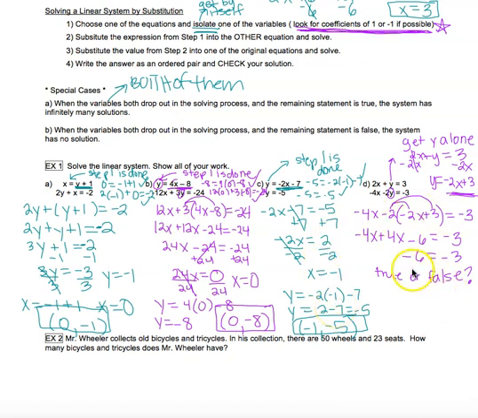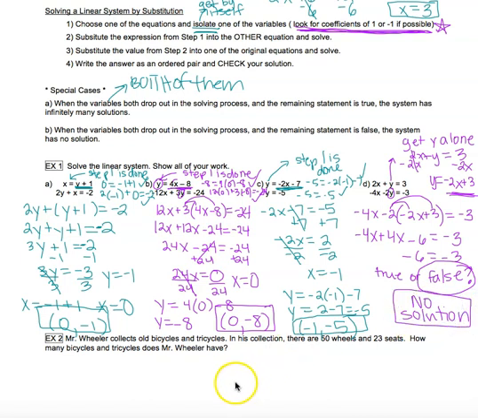All right, so hopefully you decided that this was a false statement. Negative 6 is not equal to negative 3. And because the remaining statement is false, that means that this has no solution.